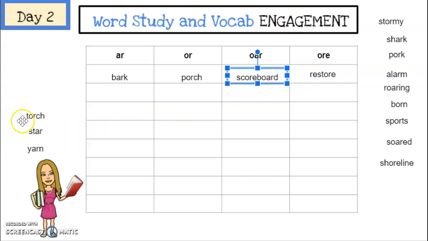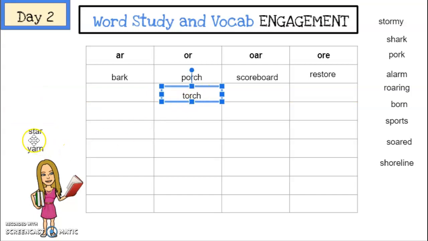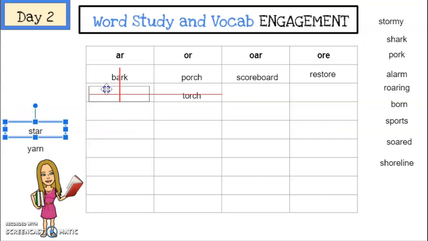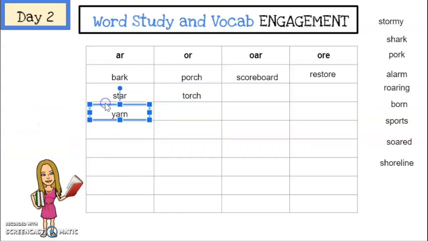Let's move on. Torch. I love watching them light the Olympic torch. Ooh, star. Star is my new favorite word. I think you all are rock stars. We are going to put that in the correct column, AR. Next word is yarn. AR. All right, these next few words we're going to move a little bit faster through.